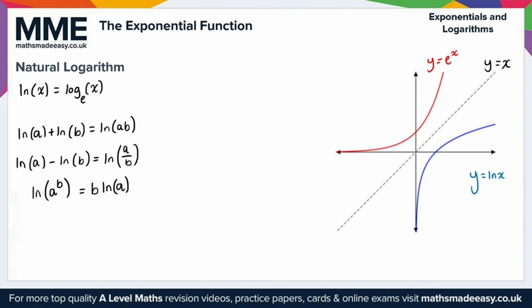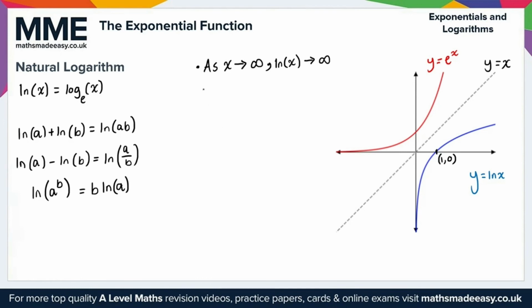Now there are also some key facts that we need to remember about the graph of y equals the natural logarithm of x. So let's write these down. It crosses the x-axis at (1, 0). So this point here is (1, 0). Another point to remember is that as x tends to infinity, the natural logarithm of x also tends to infinity.